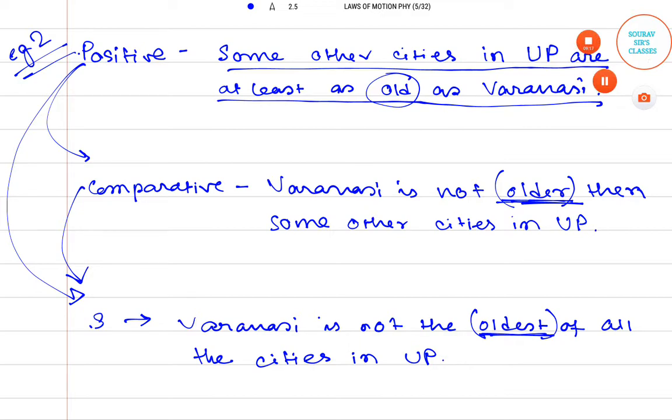So in the examination, one sentence will be given to you that can be in the positive degree, or comparative, or superlative, and you will be asked to change its form to any other degree. So that's how you can do it.